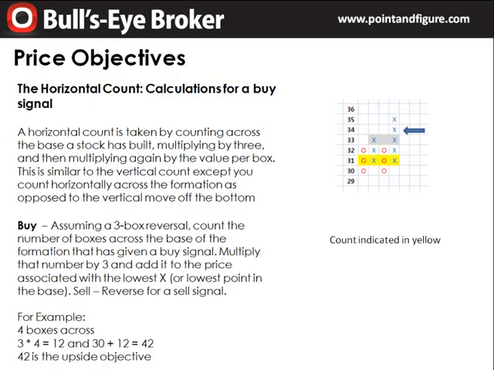Let's use an example for the buy. With a base of 4 boxes across, multiply times 3, which will equal 12, then add that to the base. In this example, we're using a $30 base plus 12, which would equal 42. 42 is the upside objective.